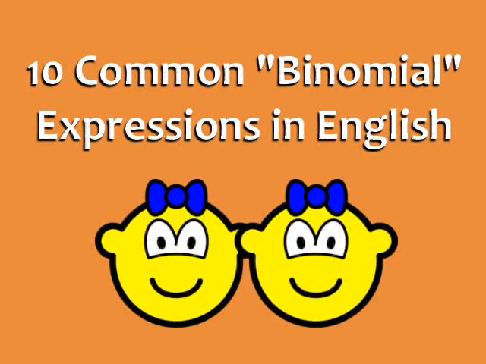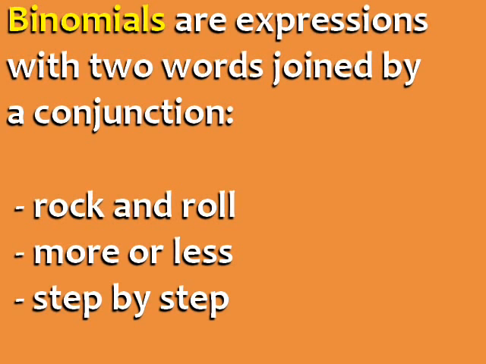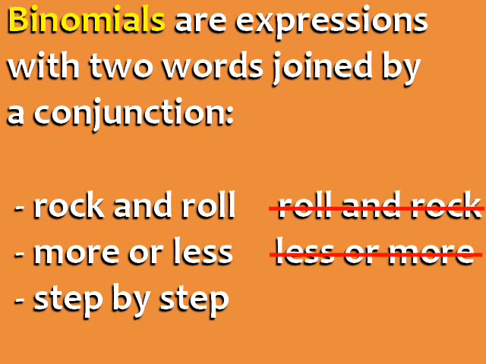10 Common Binomial Expressions in English from EspressoEnglish.net. Binomials are expressions with two words joined by a conjunction, like rock and roll, more or less, and step by step. The order of the words in the expression is fixed. For example, we can't say roll and rock or less or more. In this lesson, you'll learn 10 common binomial expressions in English with definitions and example sentences.